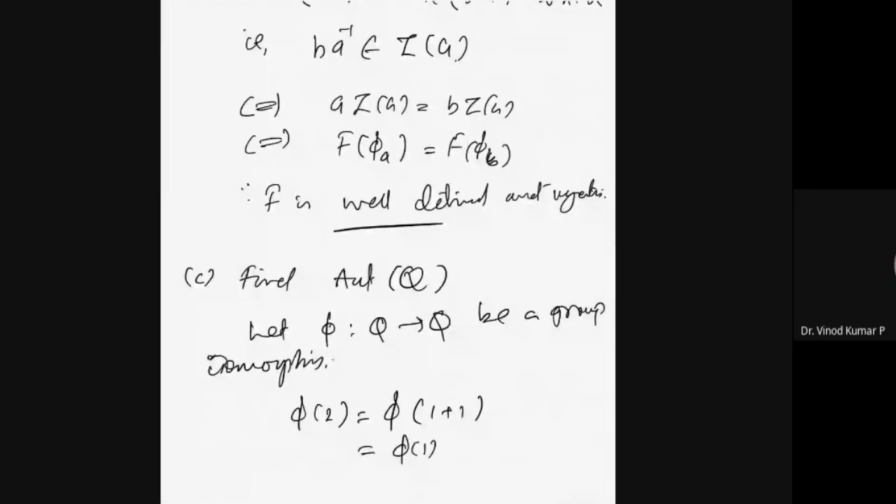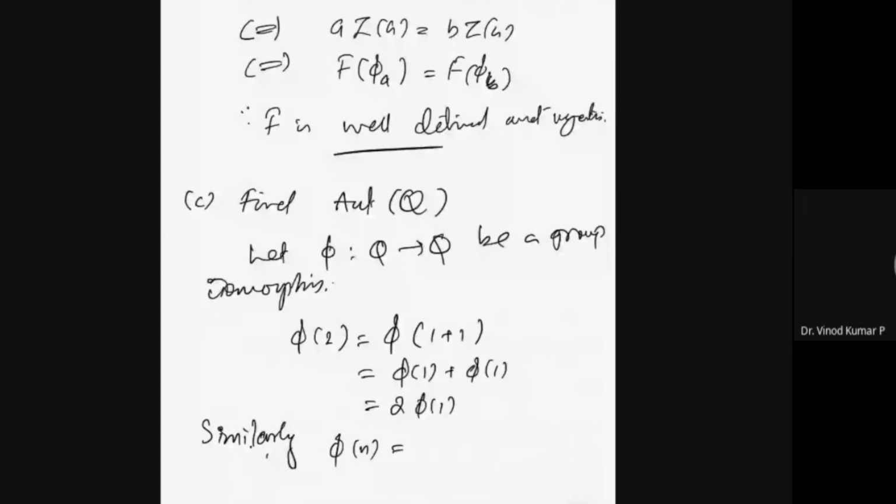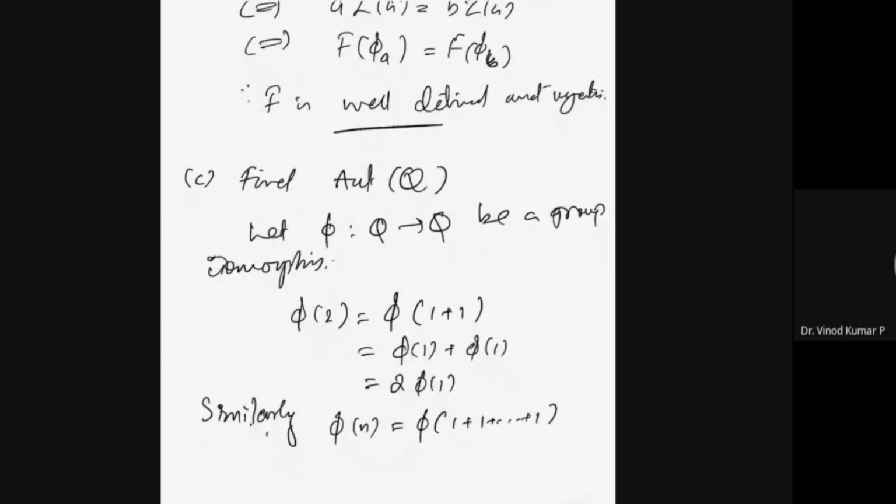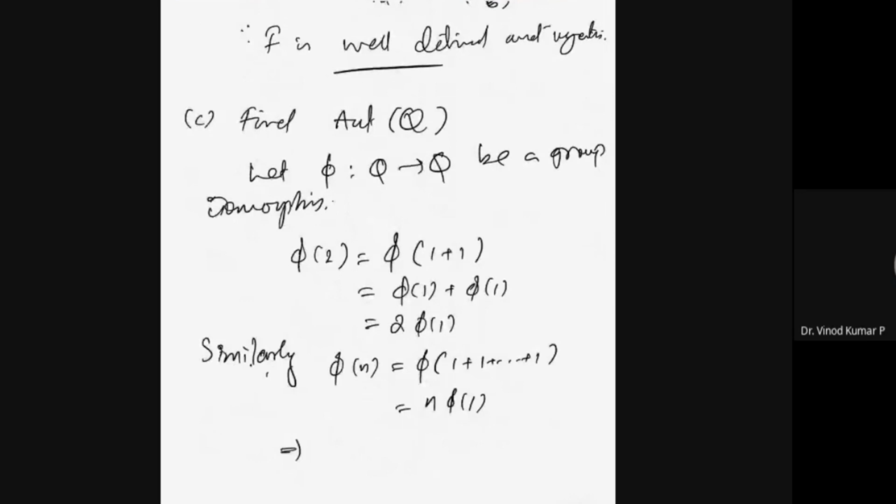So phi is a group isomorphism. This will be phi of 1 plus phi of 1, so this is 2 times phi of 1. Similarly, you can say phi of n, you can write n as 1 plus etc. plus 1, so with the same argument as earlier, this is n times phi of 1.